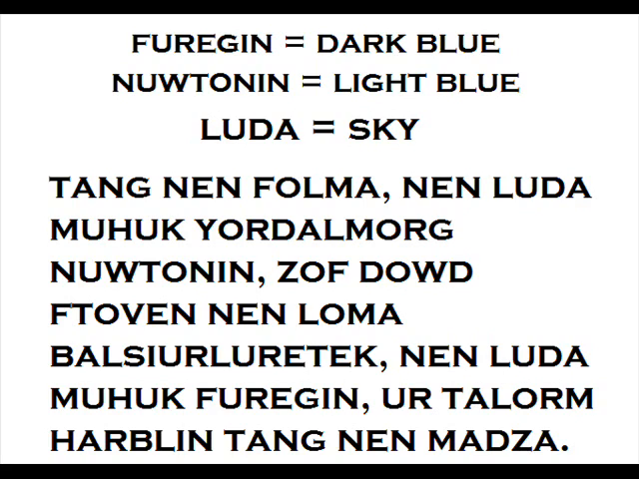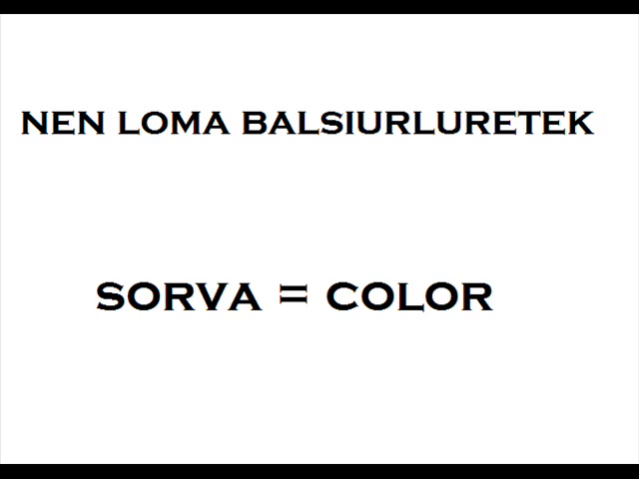During the day, the sky is usually cyan, but just after the sun sets, the sky is blue, and then black during the night. Notice the idiom nen loma balsiolurretek. In Dangin Nira, you say that the sun goes to sleep instead of saying that the sun sets. The word for color itself is sorva.